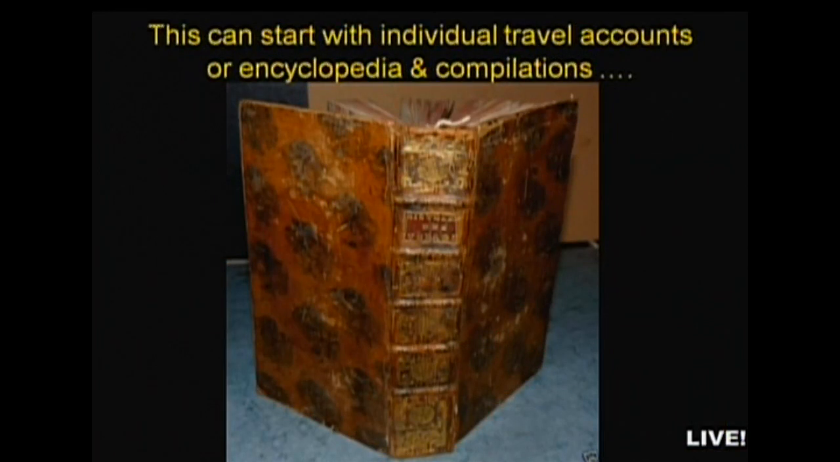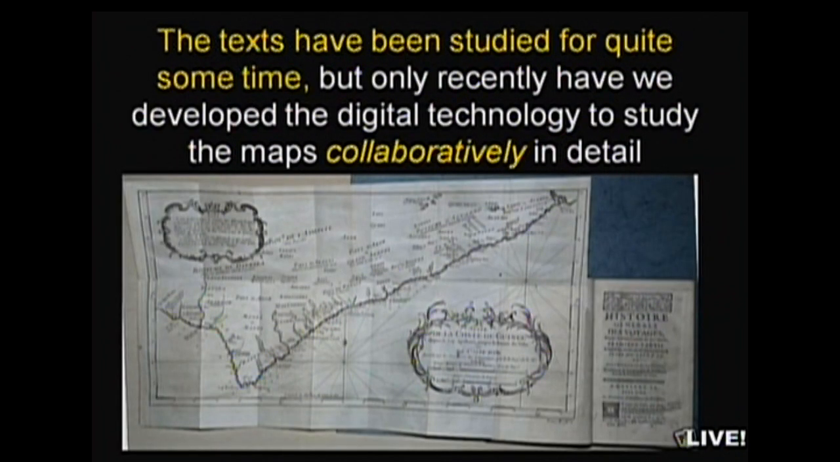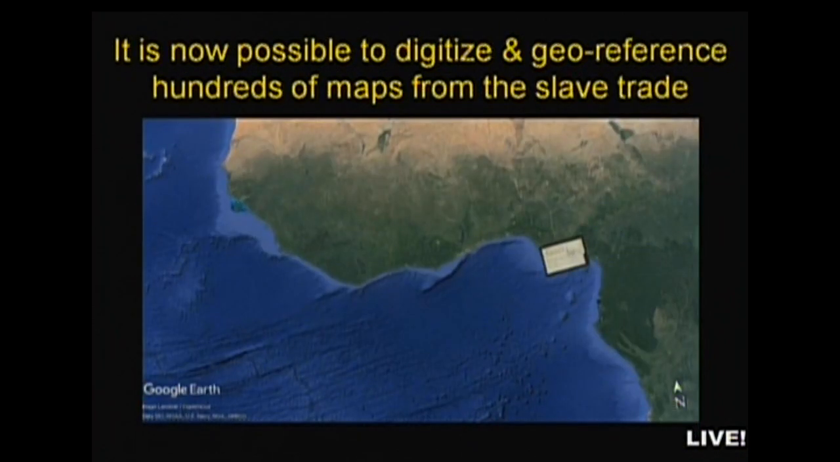It can start with individual travel accounts or encyclopedias and compendia of travel literature, and usually does start that way. The texts in these older books are supplemented by maps that are fold-out maps. But the digital technology that we have recently available allows us to digitize that map separate from the book. You could reproduce books before fairly easily from typeface of the printed page, but it really is only recently, by that I mean in the last 10 or 15 years, that we've had the capacity to digitize maps on a scale that's useful for study.